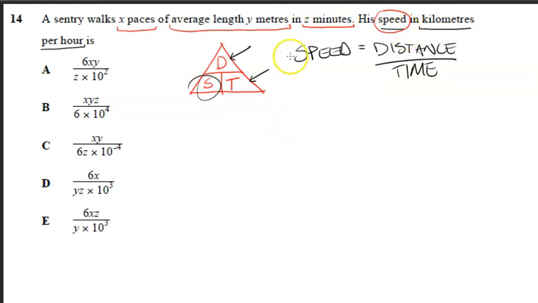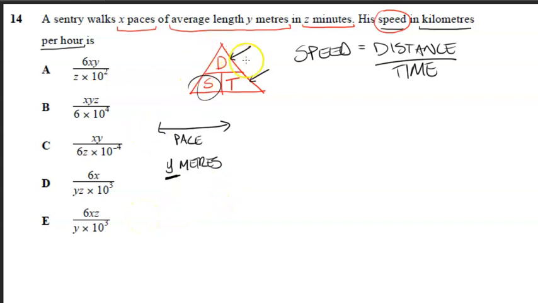So what is our distance? Here we have a sentry that walks x paces, and this pace, whatever this pace is, has an average length of y meters. So maybe one pace could be 2 meters, that's a very big step, or maybe just 1 meter, or maybe it's 0.8 meters. We don't exactly know what this length is, but we do know that a pace, a distance that a person, specifically a sentry, takes in one step, is y meters. We don't know what this y is, but we do know it is a certain amount.